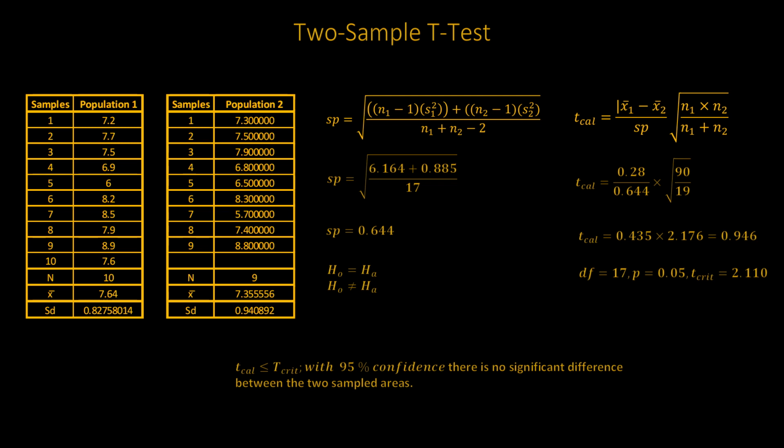From the table, the critical value for a 95% confidence level is 2.110. Therefore, we can say with 95% confidence that there is no significant difference, and both quartz veins may very well stem from the same internal geological structure.